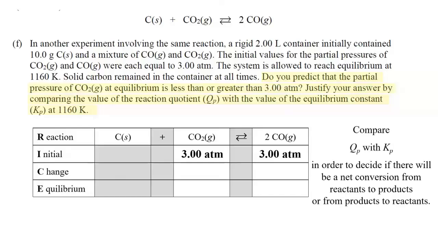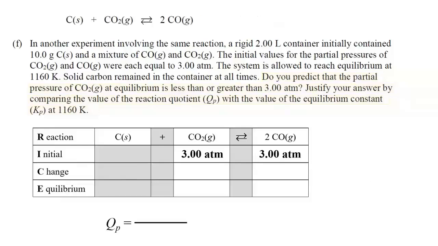So compare Q with Kp in order to determine if there will be a net conversion from left to right, from reactants to products, or if there will be a net conversion from right to left, from products to reactants. And remember that the Qp expression looks identical to the Kp expression. The only difference is that we're plugging in the concentrations, or in this case, the partial pressures, at any point during the reaction, whereas for Kp, you plug in the values present at equilibrium.